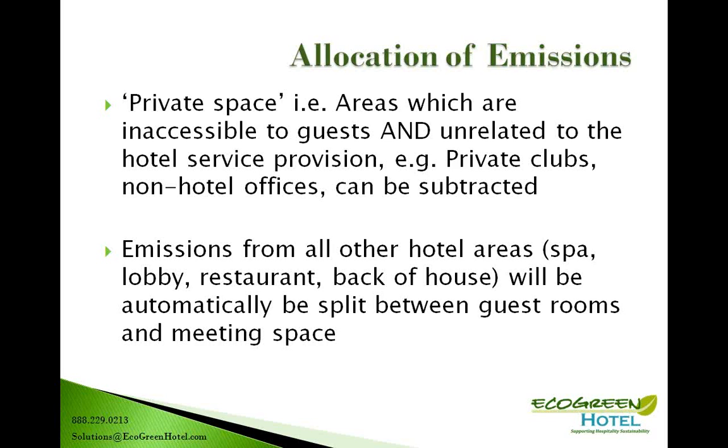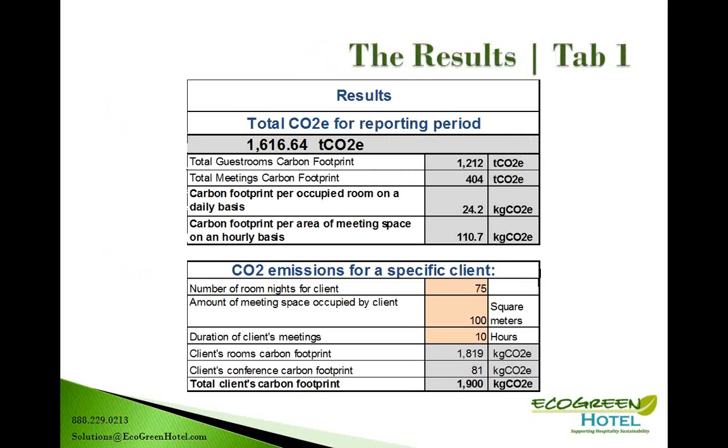It's just a simple matter of allocating the emissions, as we're looking for a proportion. So if your hotel is 30% meeting space and 70% guest room split, the emissions from the whole hotel, all of those services, will be divided on a 70-30 basis. I hope that's not complicated. It is quite straightforward, but the area, as I say, is determined in order to allocate proportionately between meeting space and rooms.